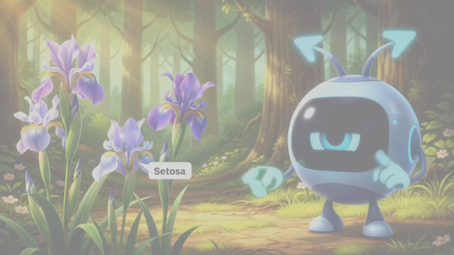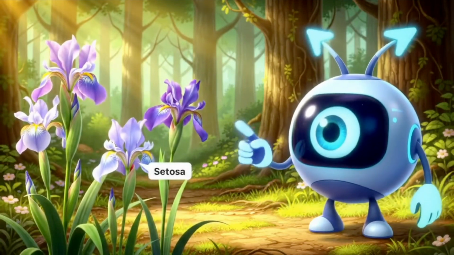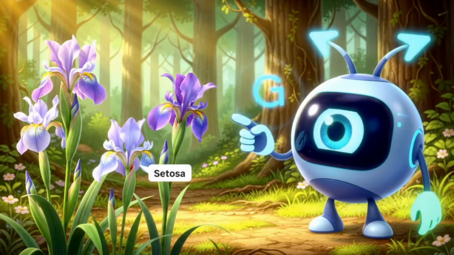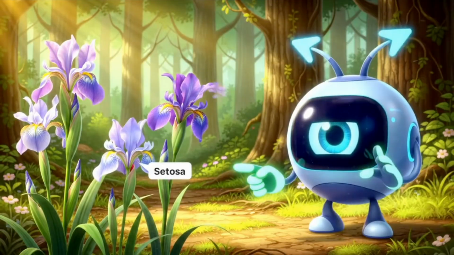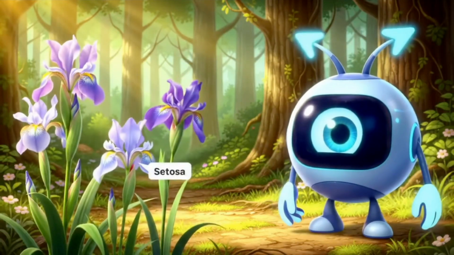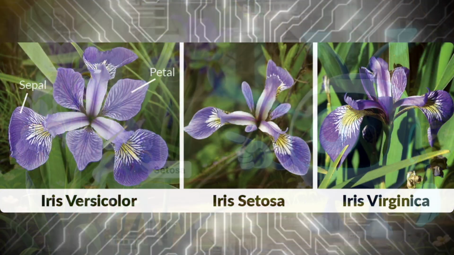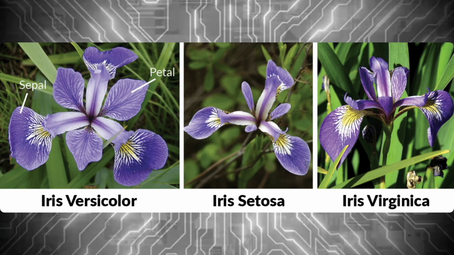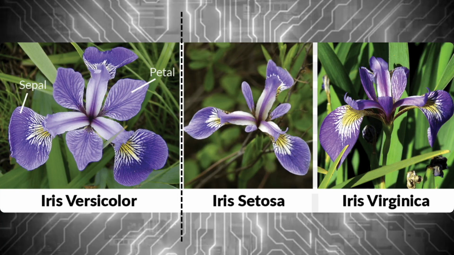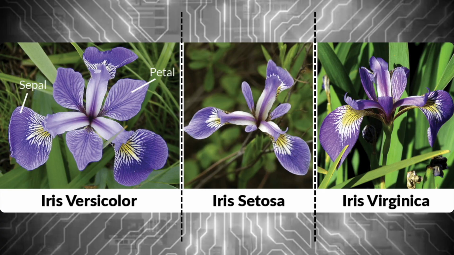Let's learn this using a classic problem, classifying iris flowers. Imagine a robot that needs to identify iris species by measuring their features. It scans the flower, takes measurements, and needs to classify it. There are three species we need to distinguish: versicolor, setosa, and virginica. They look similar, but there is a mathematical way to separate them.